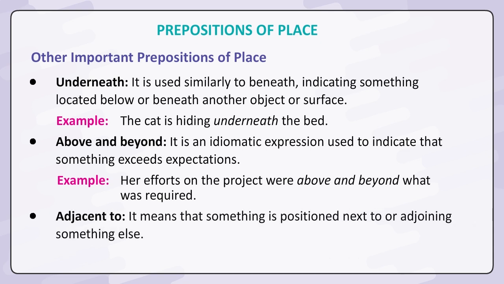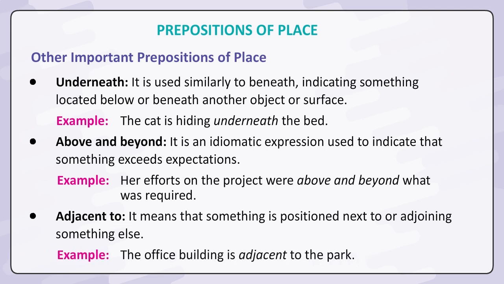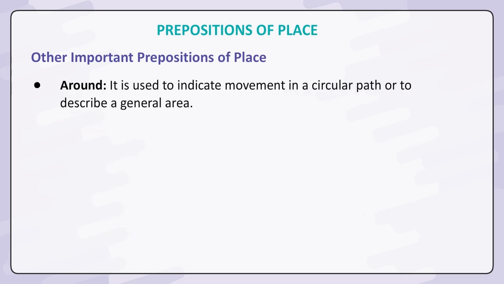Adjacent to. It means that something is positioned next to or adjoining something else. Example: the office building is adjacent to the park. Around. It is used to indicate movement in a circular path or to describe a general area. Example: we walked around the neighborhood.